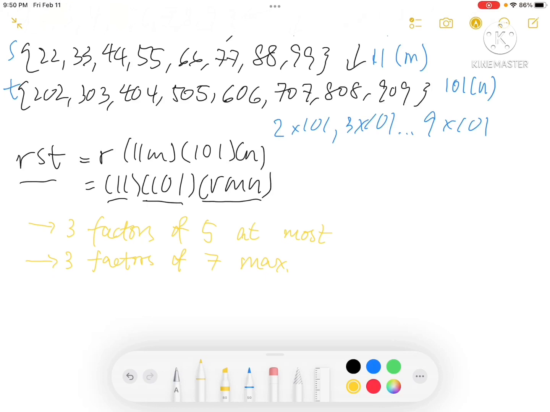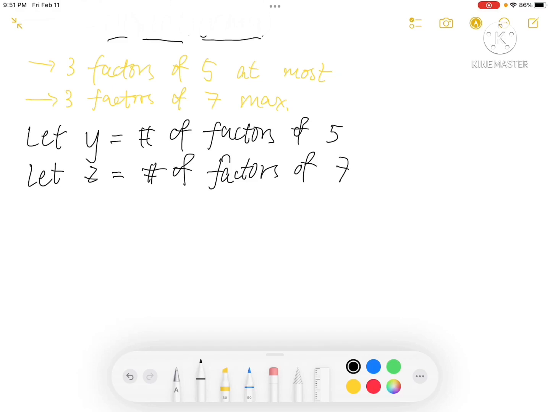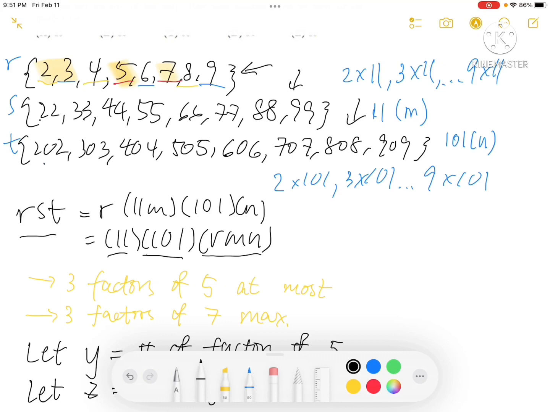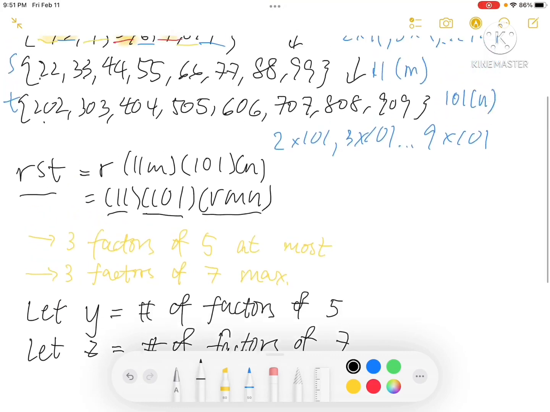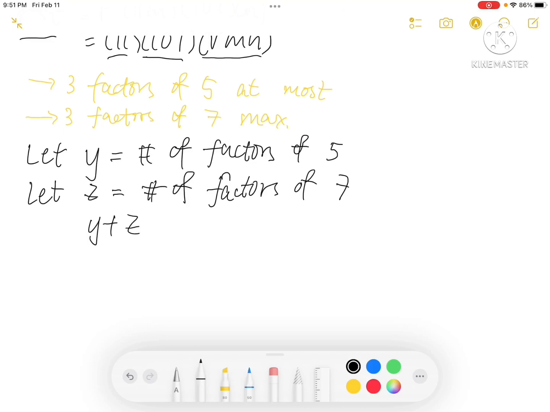So let's use y to be equal to the number of factors of 5, and let z be equal to the number of factors of 7. So we know that there can be different combinations. Also, since we can only choose one number from this set, one number from the second set, and one number from the third set, there can be 3 factors of 5 or 7 at most. So we know that y plus z is smaller than or equal to 3.